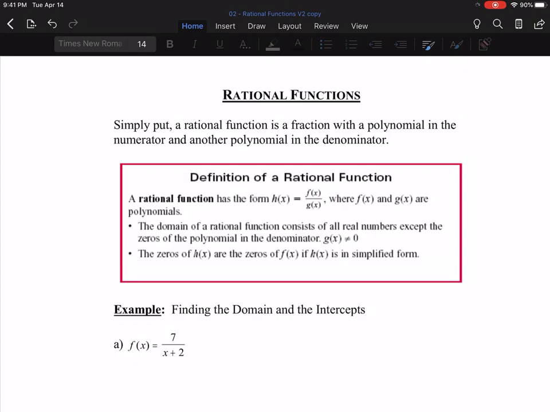A rational function has the form h(x) = f(x)/g(x), where f(x) and g(x) are polynomials. All we're saying is the functions we're going to look at today, there's going to be a polynomial in the numerator and one in the denominator. Then it says some important things here that we better take a look at.